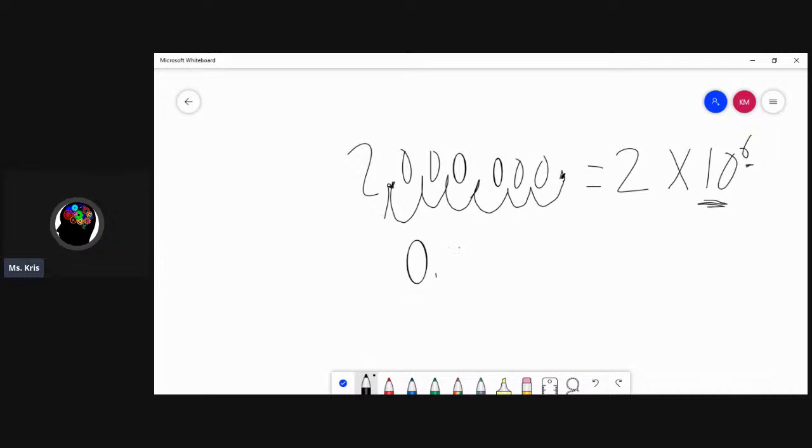Another example would be 0.005. Same rule applies, but this time I'm going to move to the right because my decimal is here and my 5 is over here. So to get my decimal from the 0 and make my 5 the ones place, I will move my decimal 1, 2, 3 times to the right. Now, if I'm moving to the right, my exponent is going to be negative.